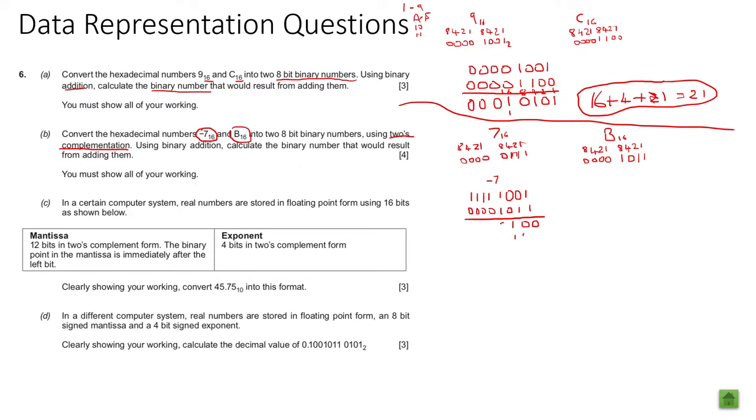1 and 1 is 0, carry the 1. And this is going to be 1 and 1 and 0 is 0, carry the 1. 0, carry the 1. 0, carry the 1. And 0, carry the 1. Got 1 here. And that is overflowed, okay? Because we're only using 8 bits. 1, 2, 3, 4. 1, 2, 3, 4. That overflowed bit there gets ignored. Okay? That is the number that results from the binary addition of those two base 16 numbers.